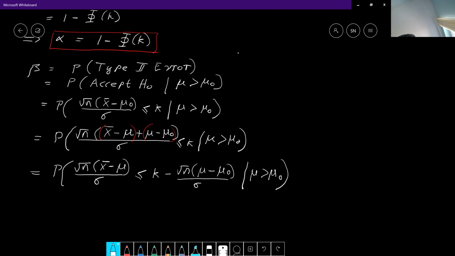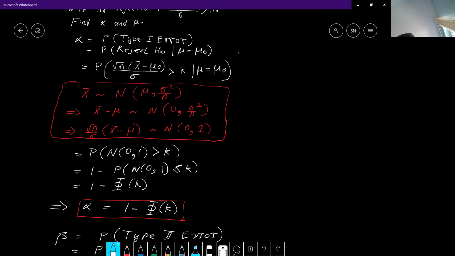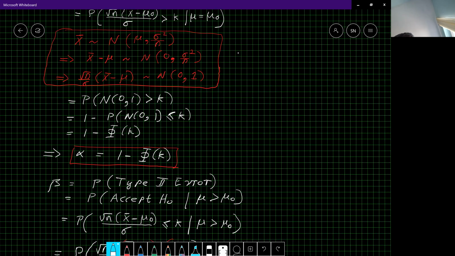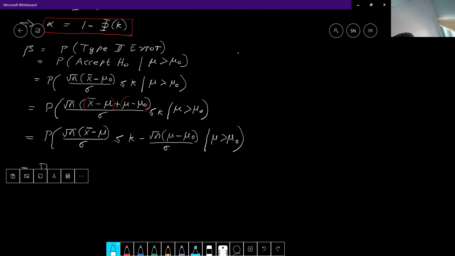Now this, because of the same argument I made earlier, if you go back to what I talked about here in the red box, we can say that this guy here must have a standard normal distribution, parameter 0 and 1.